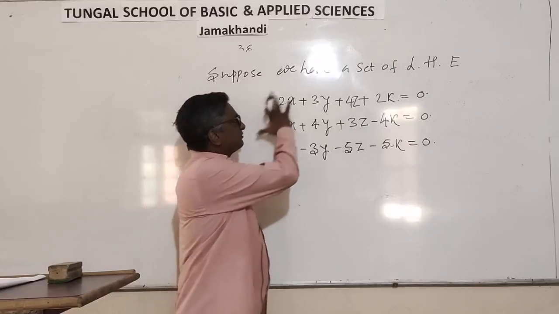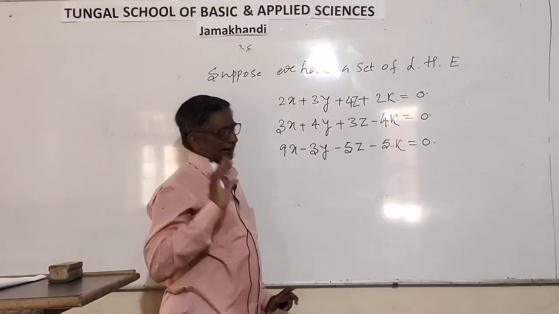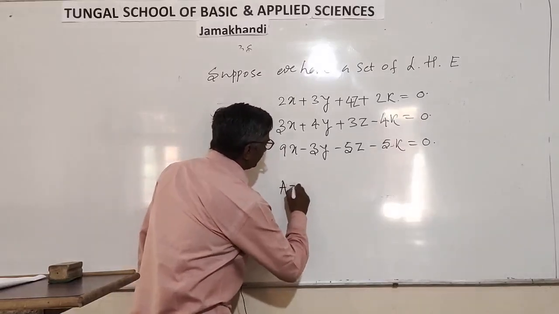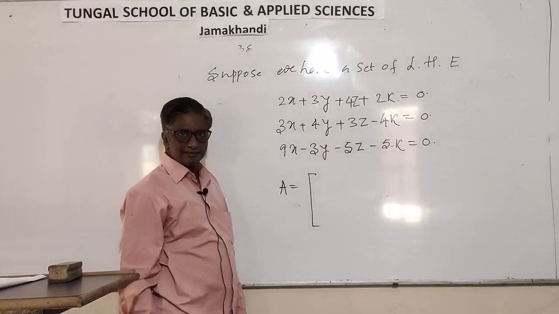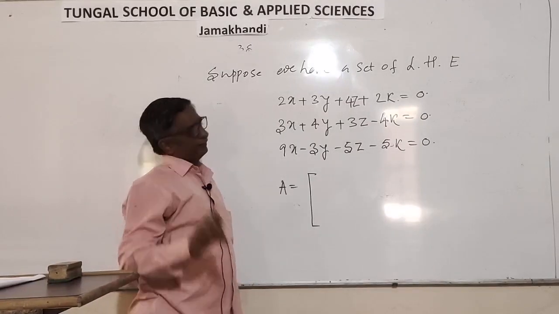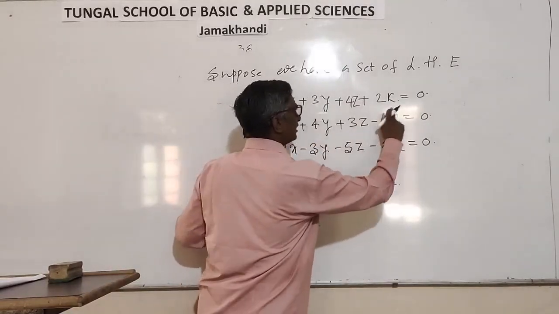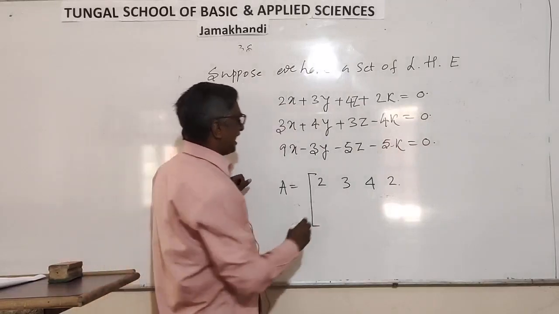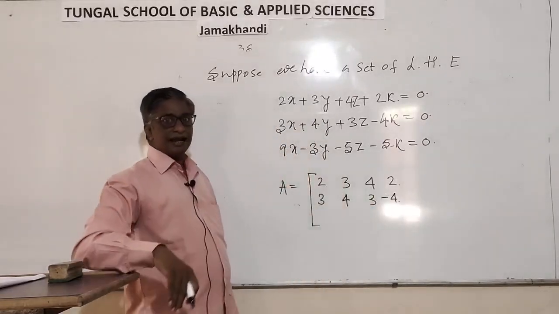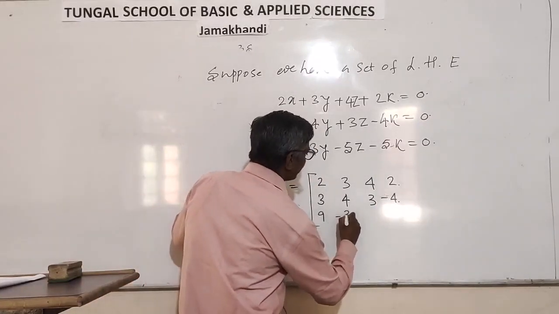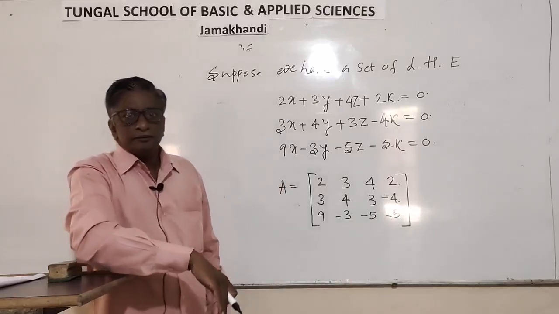If you write these coefficients in order within a closed bracket, we get A equal to, and this order is very important. First you write 2, 3, 4, 2, the coefficients of the first equation. The second equation has the coefficients 3, 4, 3, minus 4. In the third equation, 9, minus 3, minus 5, minus 5. We get this type of system.